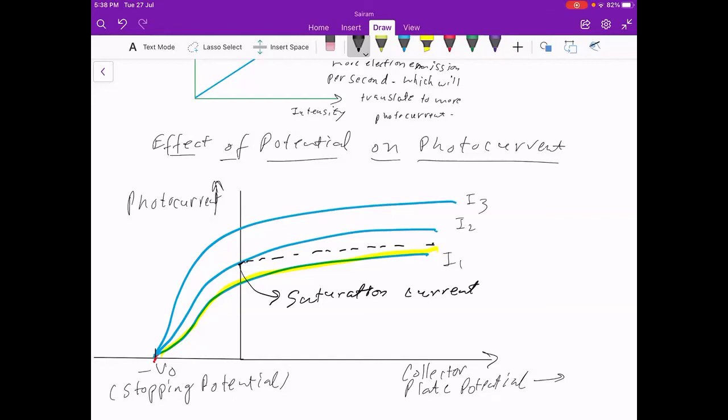Is this part clear? Like the part about saturation current, what is it exactly?